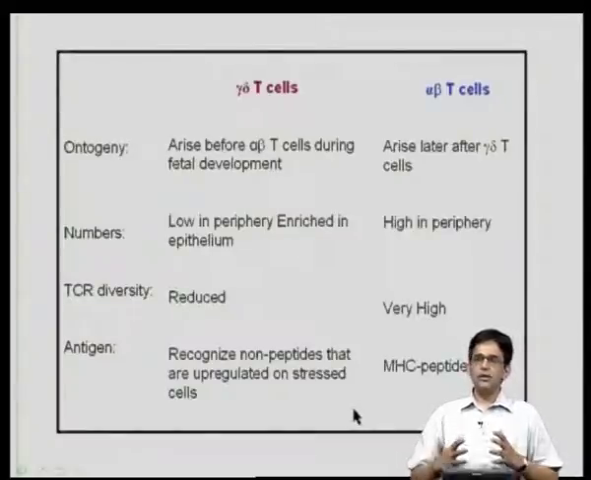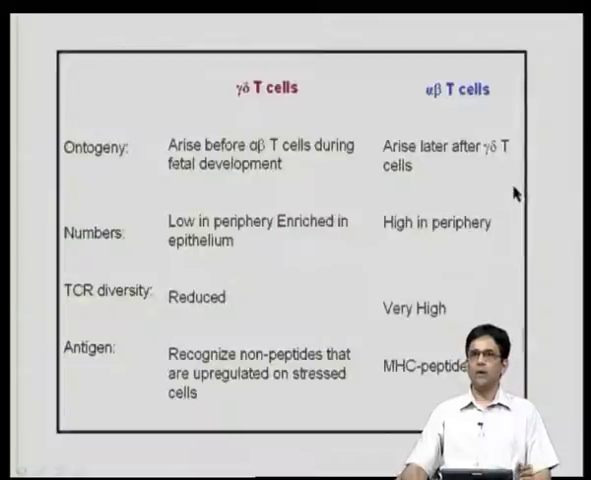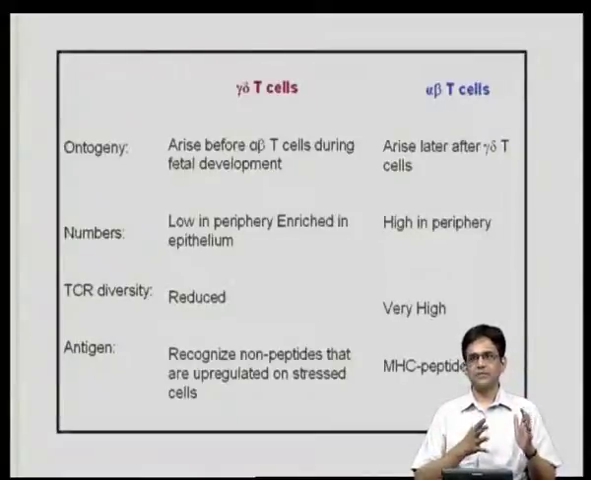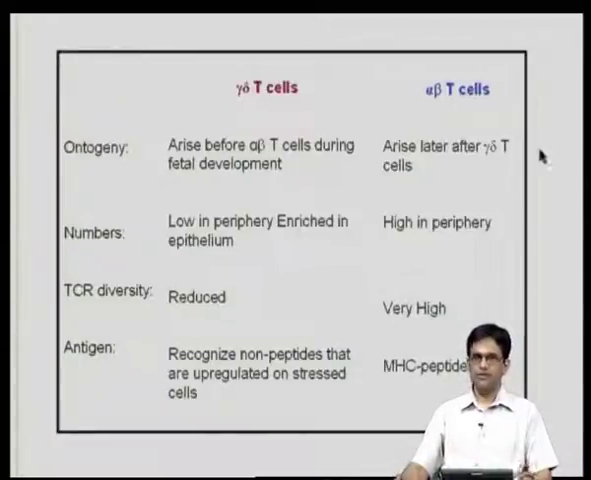Now, in general, when we talk about T cells, we usually are referring to the alpha beta T cells. But you have learned that there are two main types of TCR receptors. You have the alpha beta, and then you have the gamma delta. The alpha betas are the ones that are predominant. They arise much later after the gamma deltas. The numbers are much higher in the periphery. Their diversity in terms of TCR usage is very high, and they recognize MHC peptides.